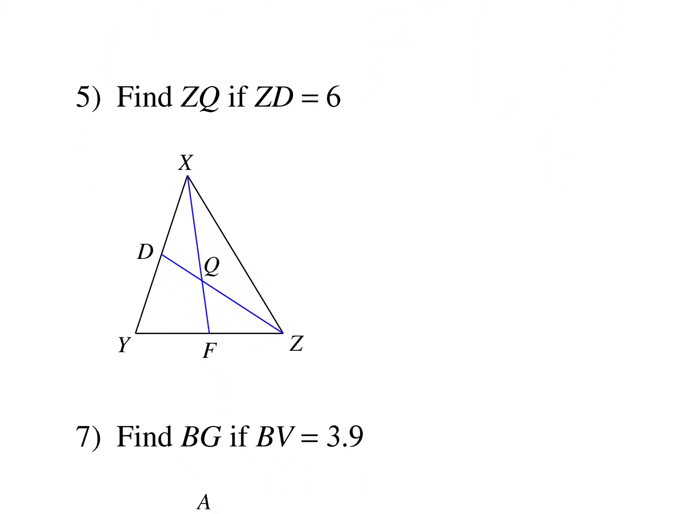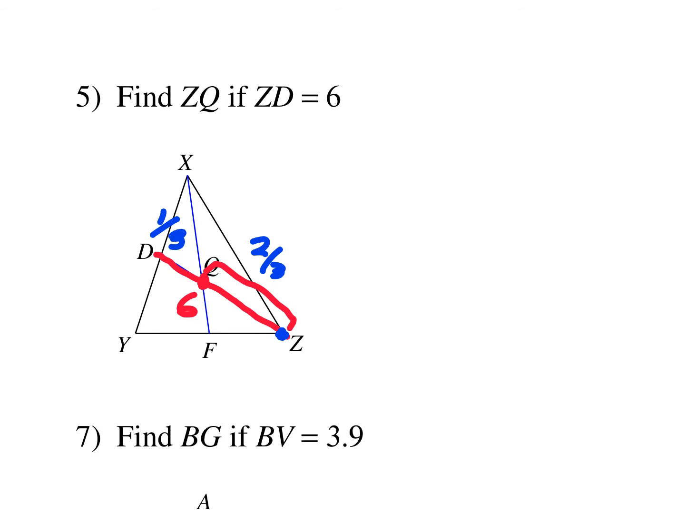Number 5 says, find ZQ if ZD is 6. So this time it is giving us the entire median, and it's telling us that that is 6. But it only wants us to find ZQ, so from this point here. Q, because there's two medians, is the centroid of that triangle, which means that it's split up into two pieces, 2/3 and 1/3. And like we talked about before, the side that touches the vertex is going to be the 2/3 side. The other one is 1/3.